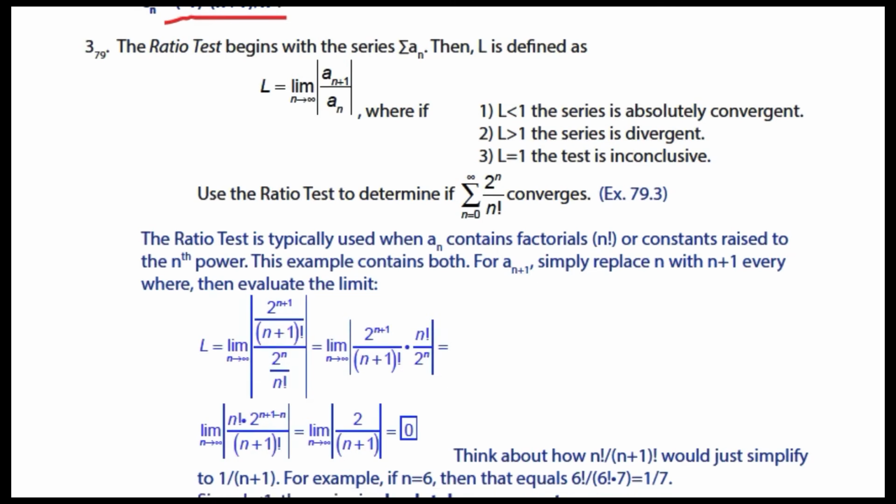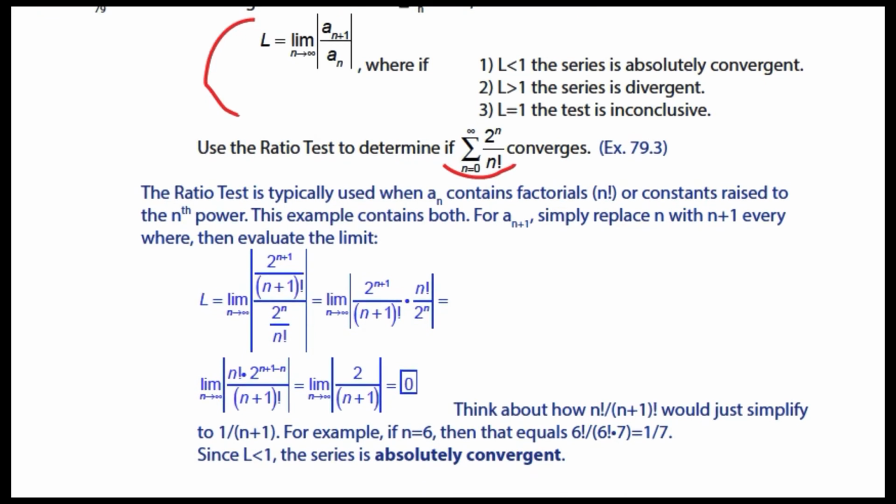Number three, the ratio test. Looking at that, it has this form here and these conditions, and we use that to determine whether this converges. The ratio test is typically used when a sub n contains factorials or constants raised to the nth power. So this one has both of those.